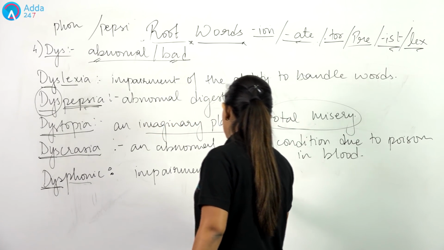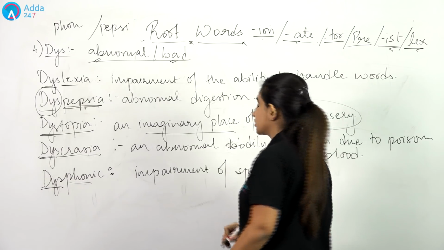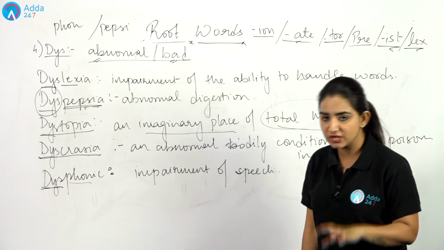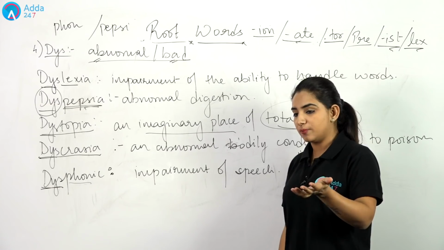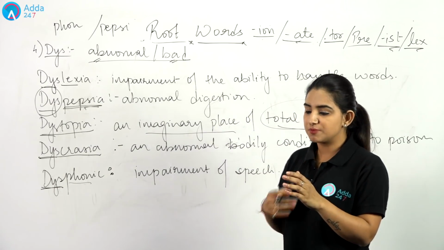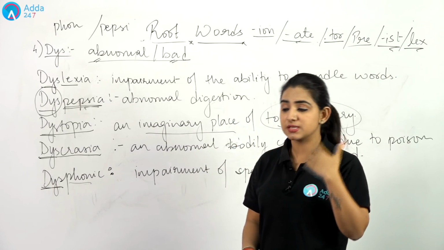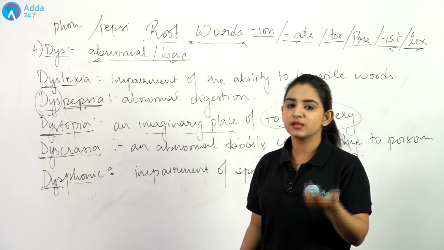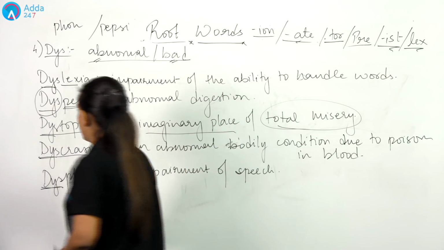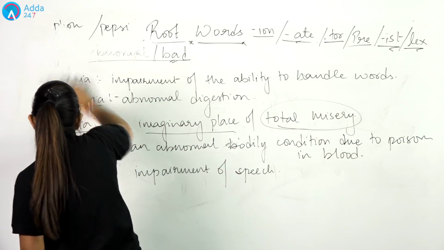When you are unable to speak, or when you have difficulty in speaking, like people who have a problem of stammering, right? They cannot speak proper words. So that is what we mean by dysphonic, when somebody has difficulty in speaking words out, right? I suppose this is also clear to you.